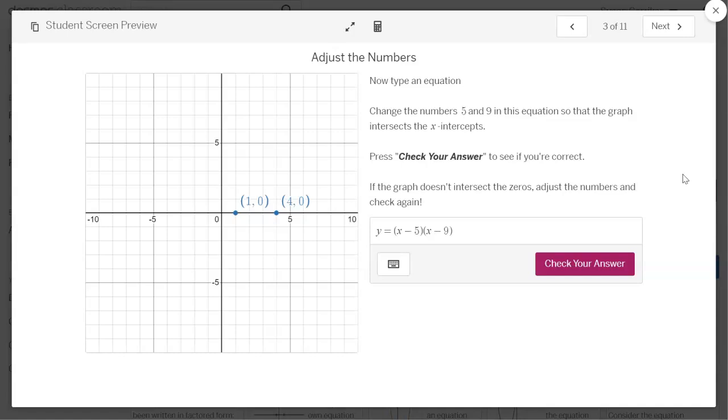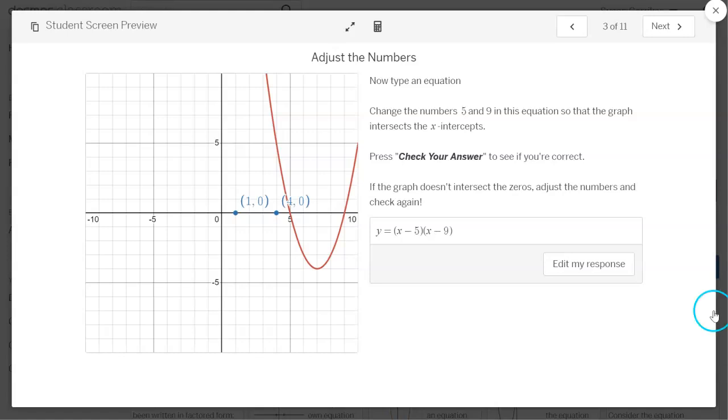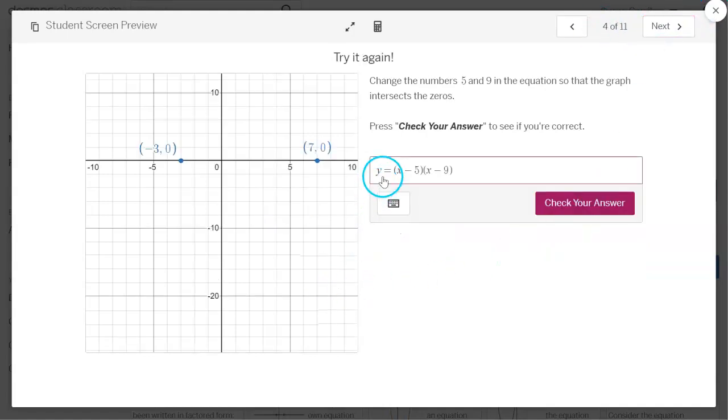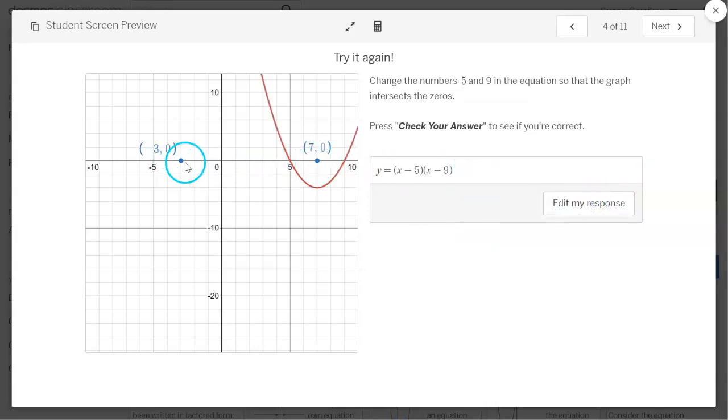Now, if they were to go ahead and check their answer now, which actually is not a bad idea, it will show the parabola, and you can see now that that does not have the correct x-intercepts. It should be crossing the 2 blue points, and so they will click on Edit My Response, and then they will begin to change it. So tell them to guess and check. All right, and then they'll do it again. Same thing, same numbers. So if they click check, it's way over here. We want it to go through these points. So let's have them guess and check until they can make that parabola intersect those 2 points.